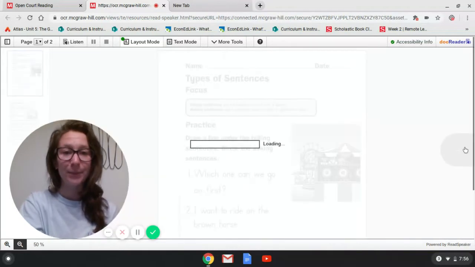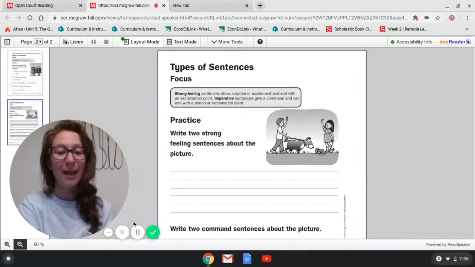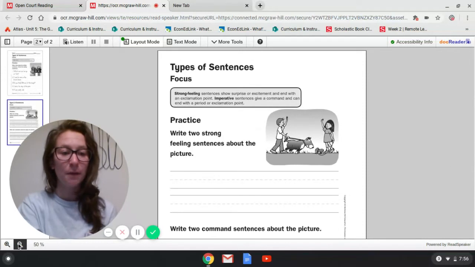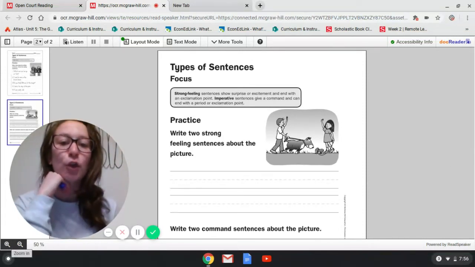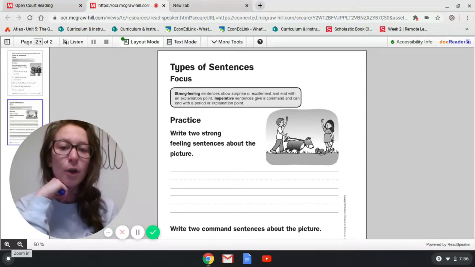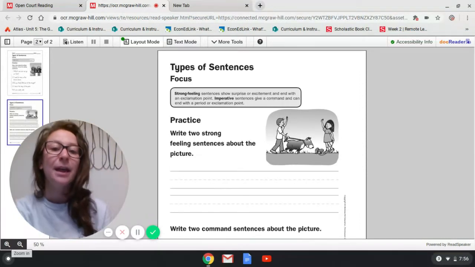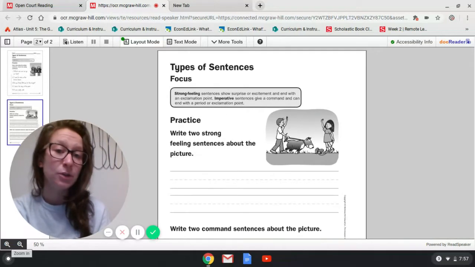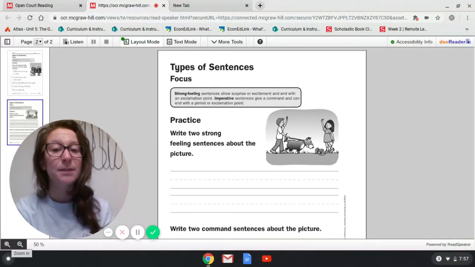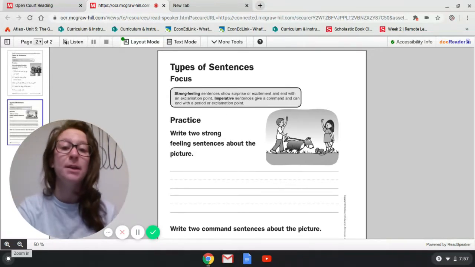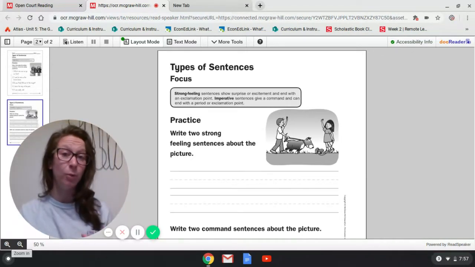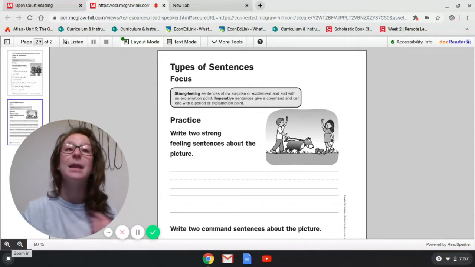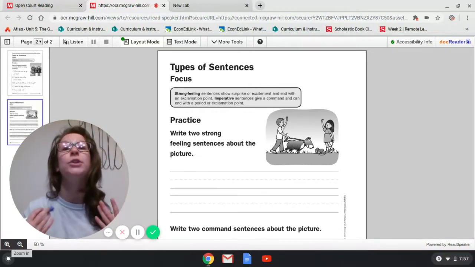All right. Let's go to page 208. Now, before we start this one, there in the little box up there, it says strong feeling sentences show surprise or excitement and end with an exclamation point. Imperative sentences give a command and can end with a period or exclamation point. So they both can end with an exclamation point, but the difference is that imperative sentences are like a command or what you want someone to do.